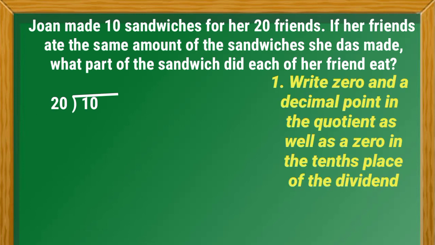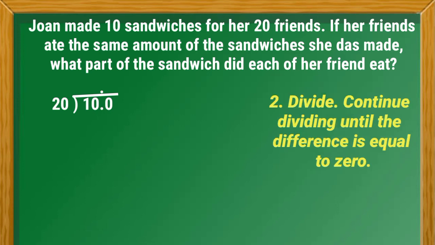Step number 1. Write a 0 and a decimal point in the quotient as well as a 0 in the tens place of the dividend. It looks like this. So 10 becomes 100. Step number 2. Divide. Continue dividing until the difference is equal to 0. So 100 divided by 20.